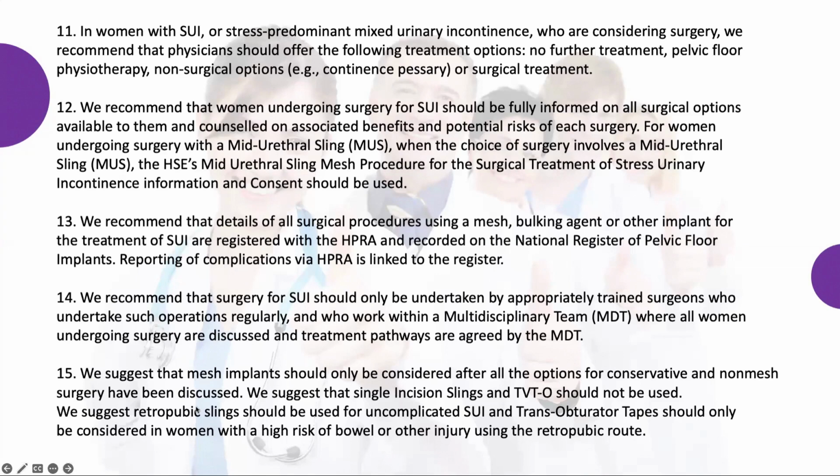Yeah, so what they are saying is that implant surgical mesh, first of all, should be used only once other measures have been discussed or used. And if you are using a mesh, they suggest that you don't use the single incision sling or a TVT obturator. What they want is to use a retropubic sling. Of course, they don't expect you to explain how to put a retropubic sling, but you should know which sling to use initially. And they are saying that the transobturator tape should be used when there is a risk of bowel damage or any other injury with the retropubic route.